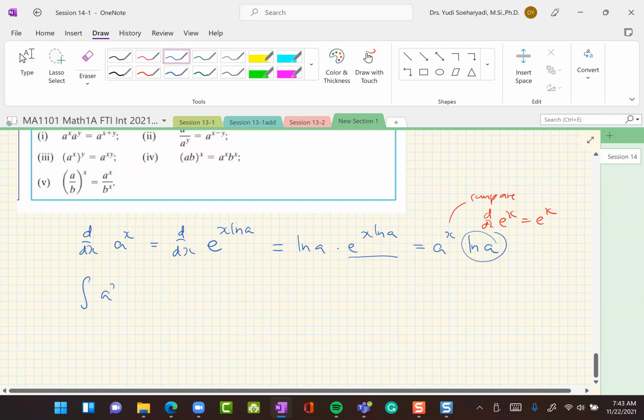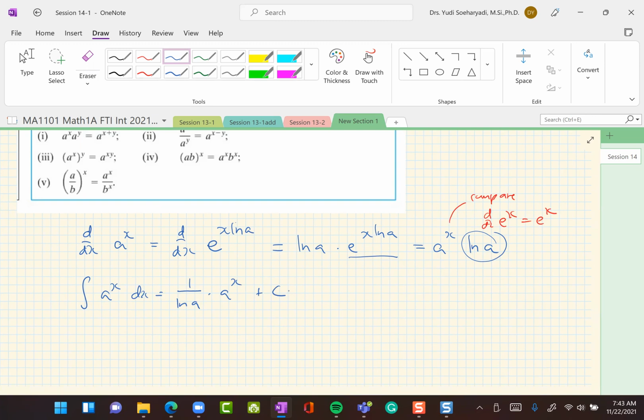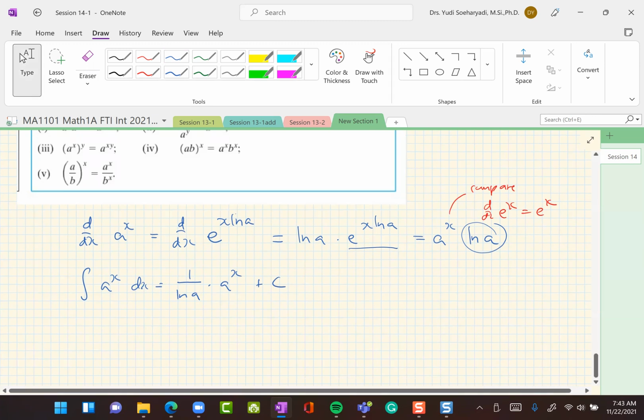So then the integral of a to the x is just the other way around. If you take the derivative, this gives you a multiplication by ln of a, and so the integral is divided by ln of a. Okay, so nothing much special about these general exponentiations. Okay, questions?